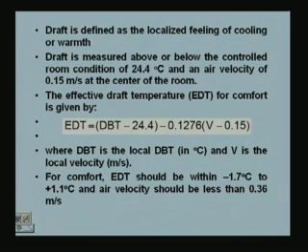So, for comfort requirements, the effective draft temperature or EDT should be within minus 1.7 degree centigrade to plus 1.1 degree centigrade, and air velocity should be less than 0.36 meter per second. So, the air distribution system that we finally select or design must be able to maintain the space occupied zone within these EDT values. EDT can be negative or positive depending upon the air temperature and the air velocity.